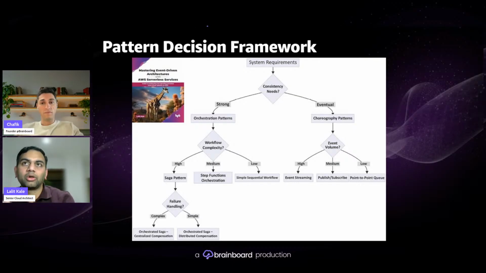So think about the consistency needs. Do you need strong consistency? Or is eventual consistency okay for you?